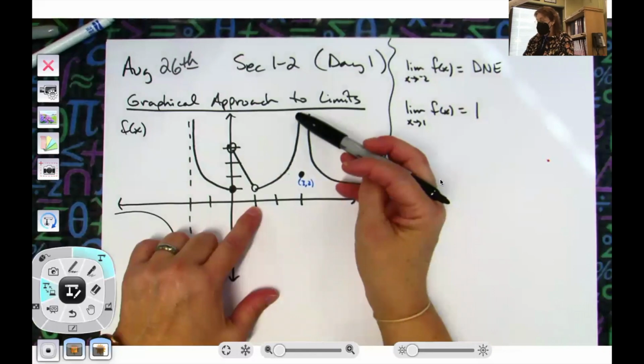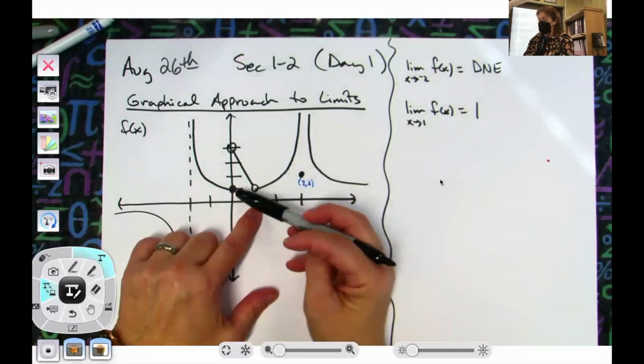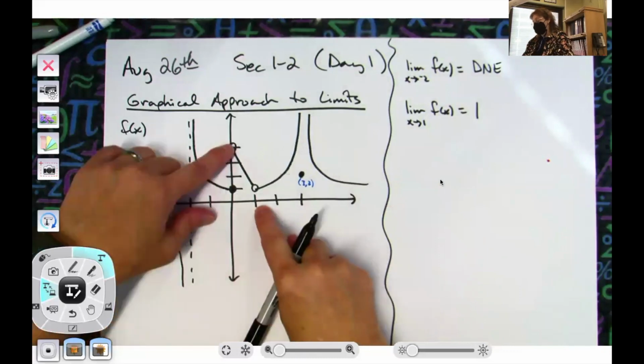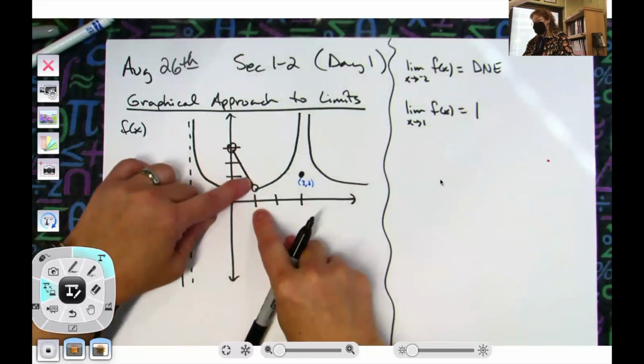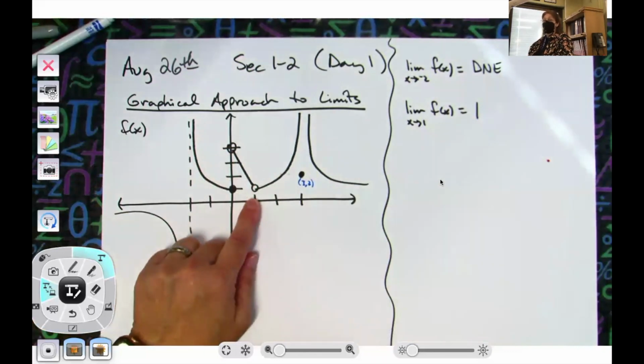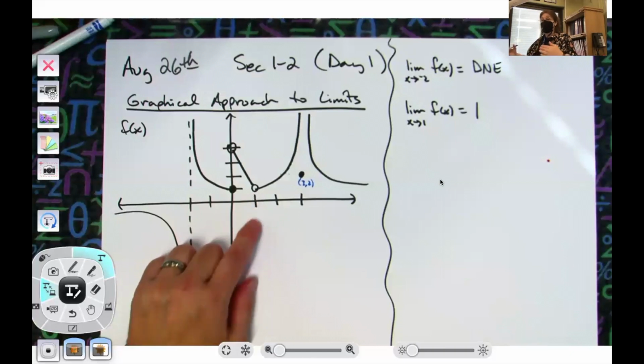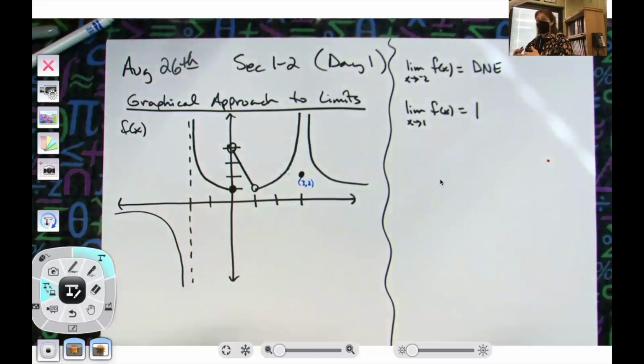All right, as I'm coming from the right, here's 1. As I'm coming from the right, my y value that spits out is a 1. As I come from the left and I get infinitely close to 1, it again is going to 1. Just because that's an open dot has absolutely no bearing on it, because I don't want to know what the value of the function is. I want to know what the limit is as x approaches 1.